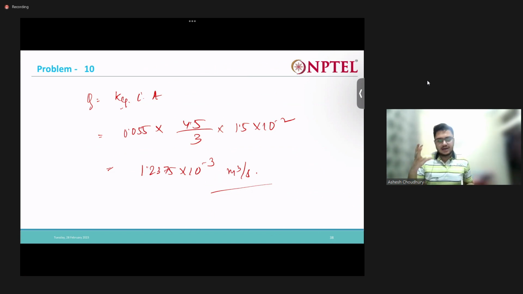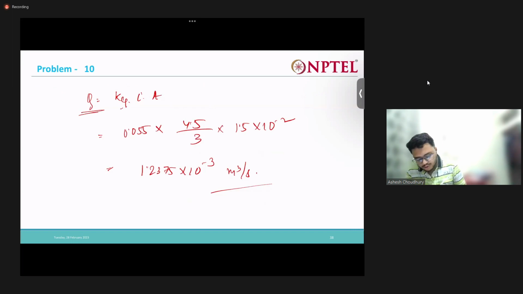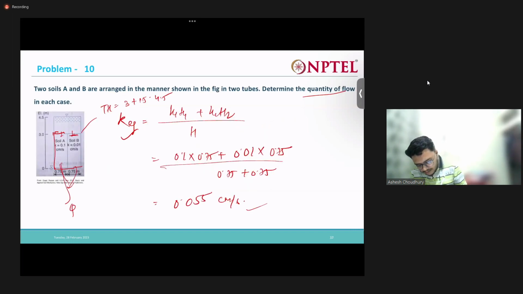I, the hydraulic gradient, will also be given to you. Area will also be given to you, so using that you can find the total flow. Okay, so I suggest you please try to solve this problem. See here, you find out the total flow, right? So your homework will be to find out QA and QB separately. Okay, so this will be your homework.